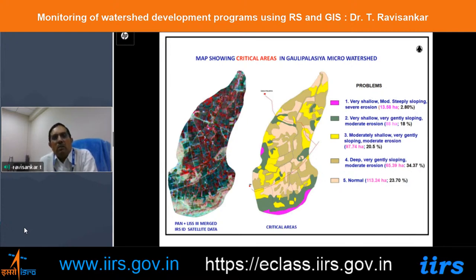You can see we have divided it into 5 classes, starting with the normal areas. First, we need to eliminate them. Then there are the deep and very gently sloping areas, and then moderately shallow areas, depending on the depth and other things. There are technologies available to improve the productivity in this system, for very shallow soils and all these things. The critical area map is prepared for this particular micro watershed.